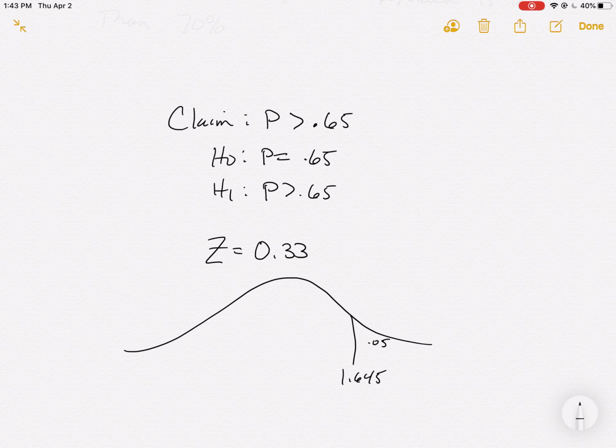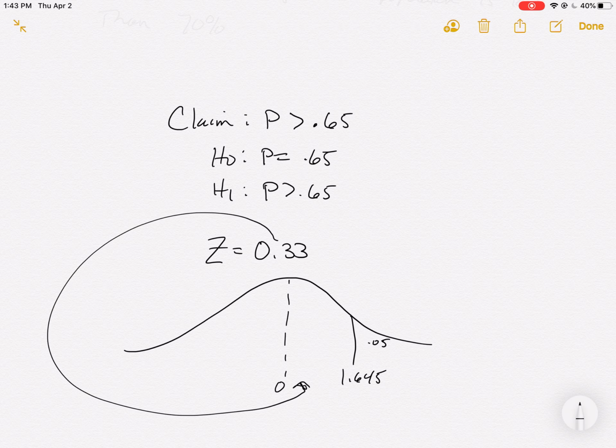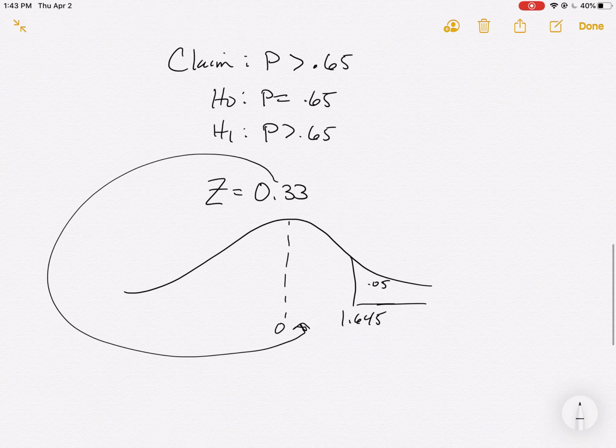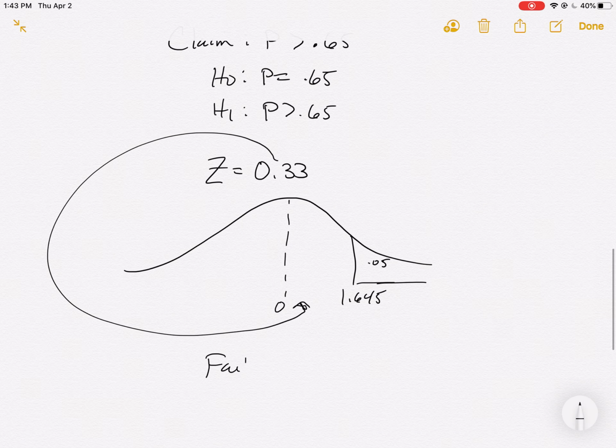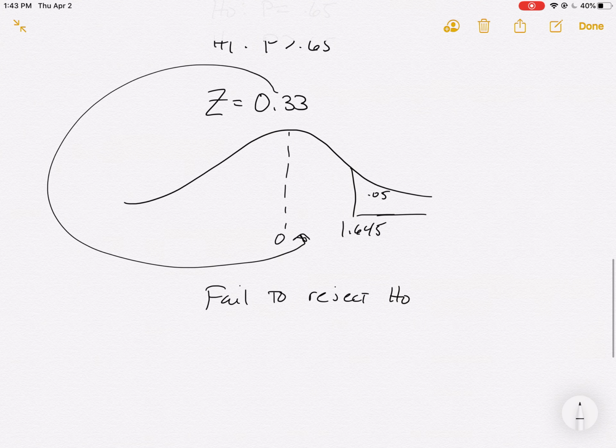We found a critical value, and it was 1.645 because we had 0.05 up there and we just looked that up. Well, where is 0.33 on the z-score scale? Well, z-score 0 is in the middle. That's just right here. We're not out here in this tail area. This is where we wanted to be. So because we're too close to center, we're going to fail at our goal, and we're going to fail to reject the null hypothesis. And so whenever you fail to reject the null hypothesis, the statement is the same: there is not sufficient evidence.